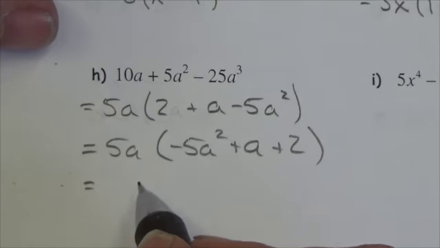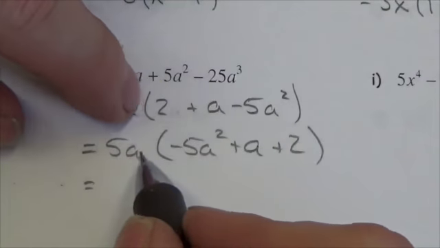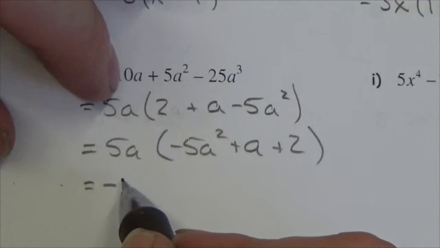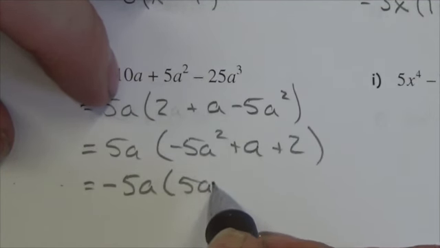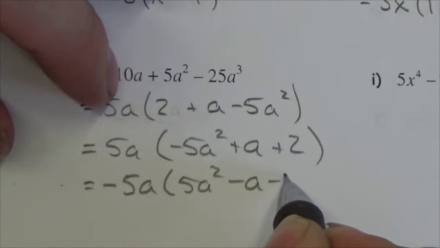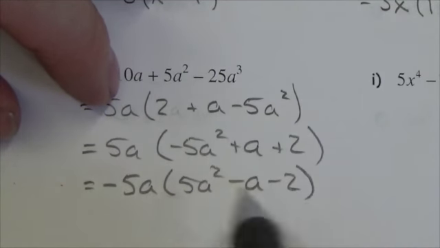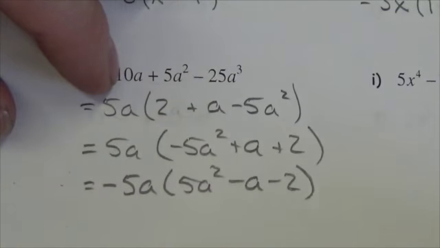So I'm going to take the negative out. Now when I factor that negative out, they're all multiplied together. So it's going to be negative 5a. This will turn this to 5a squared positive, but it'll change the sign on everything else inside there. This looks better. It'll be easier to work with later on.